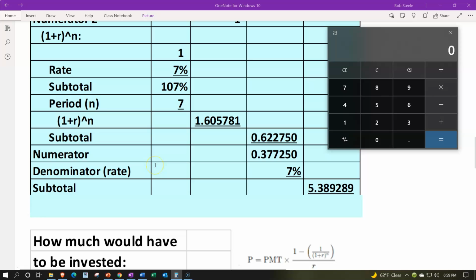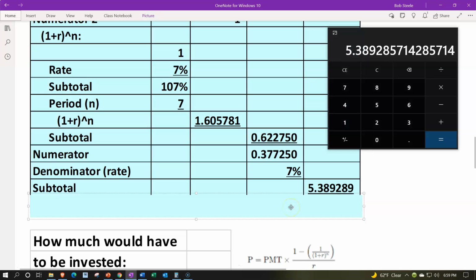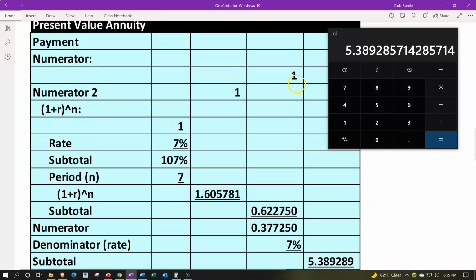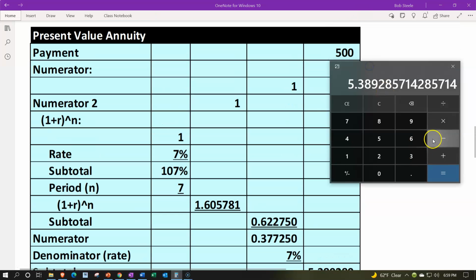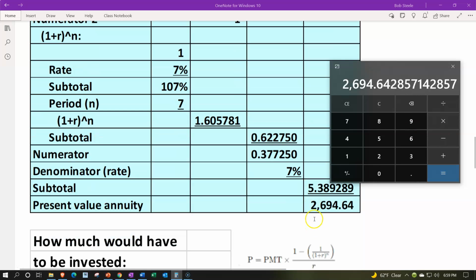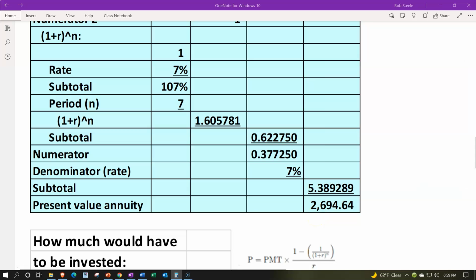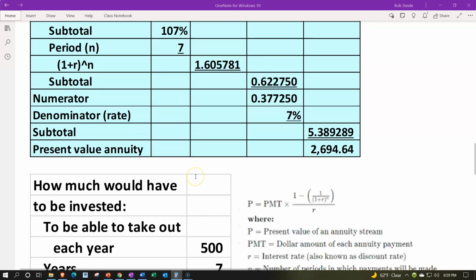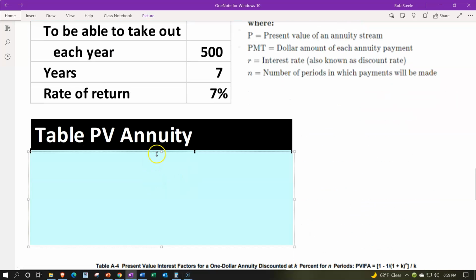Something's wrong. Let's take the 0.37725 divided by 0.07. Gives us about 5.38928. And then finally, we can multiply that times this number up top, the 500, times 500. And the long, tedious journey of a problem has ended at 2,694.64 about.